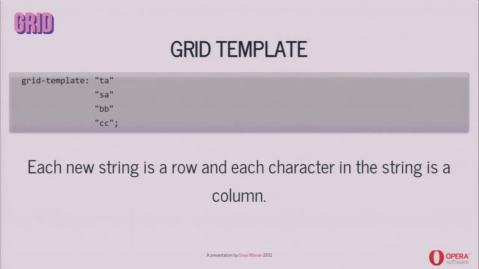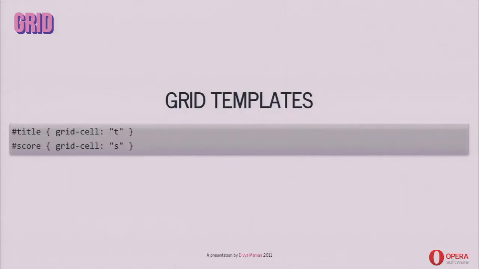So you can say grid template and then specify a bunch of text strings. Each string refers to a row, and each character in the string refers to a column. When you want to put an element into a particular cell, you just refer to that particular character. For example, in this case, the element with ID title will occupy a cell that has the character T.